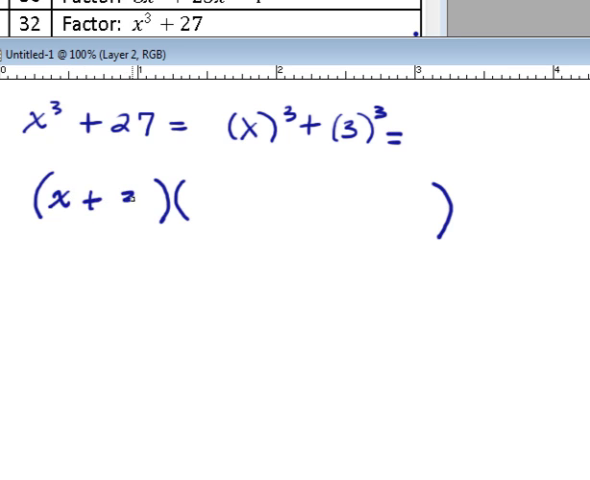And remember, in this sum of 2 cubes formula, we have 1 minus and this in the middle here. All right, in the first term we have x squared, this term squared. In the middle we have this times this with a minus. And for the last term we have the 3 squared. That goes here. 3 squared is 9. And that's the factorization.